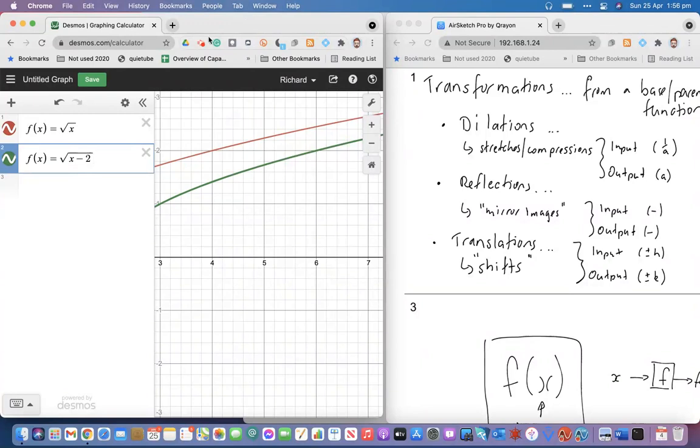Okay, this video has gone on long enough, so this is part 2, which has dealt with reflections and translations. In the next video, we'll have a look at some practical examples so we can get a good sense of what's going on.